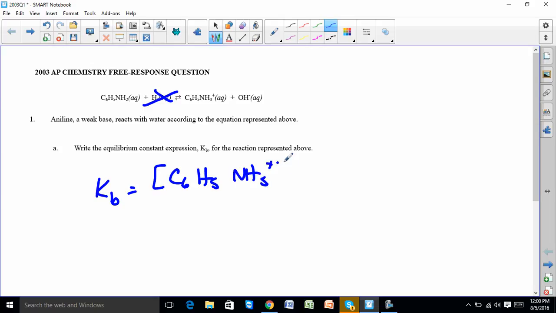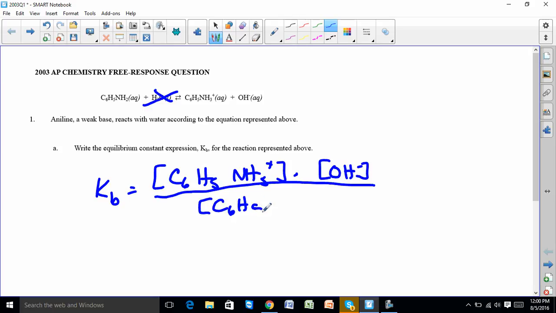C6H5NH3 plus times the concentration of OH minus over the concentration of C6H5NH2. I think this is aniline, but benzamine is the real name. Okay, so that's it. That's not the hard part.